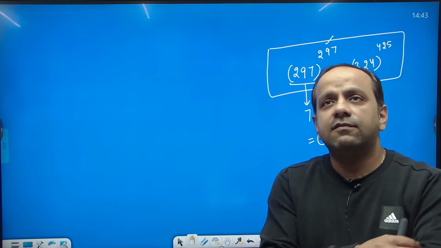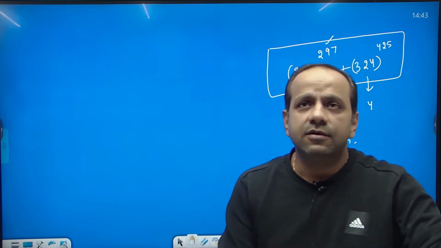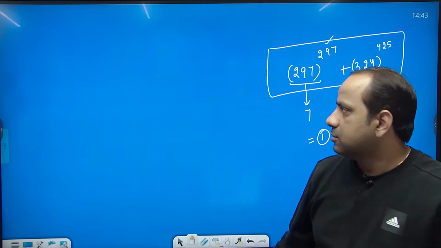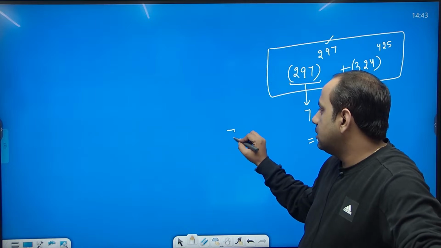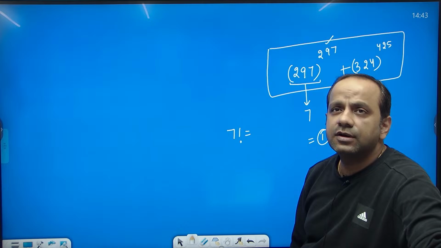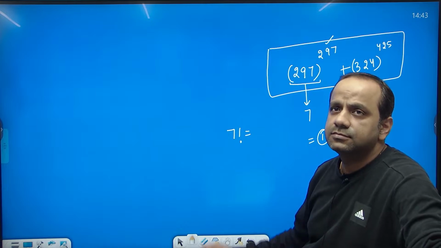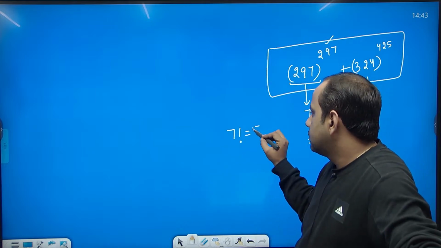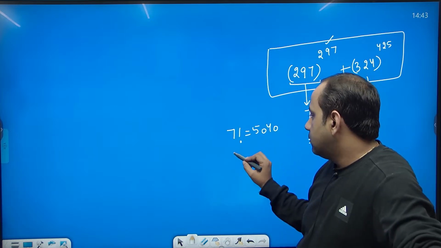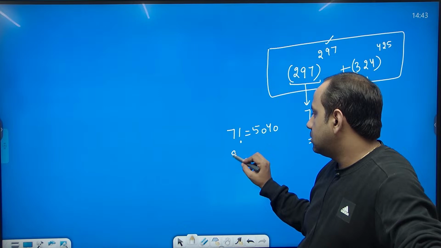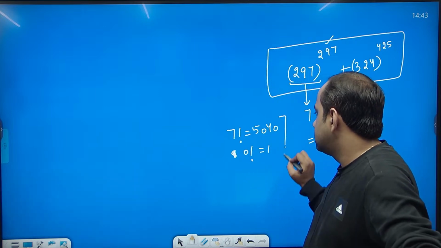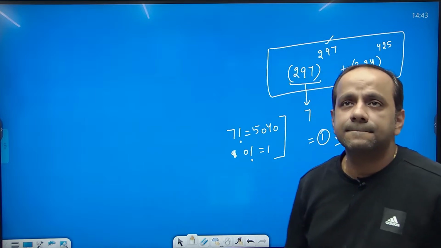And also we have covered regarding that factorial, basic of factorial. What is a factorial? What is the value of 7 factorial? Value of 7 factorial is 5040. If I see what is the value of 0 factorial, this is 1. Okay.